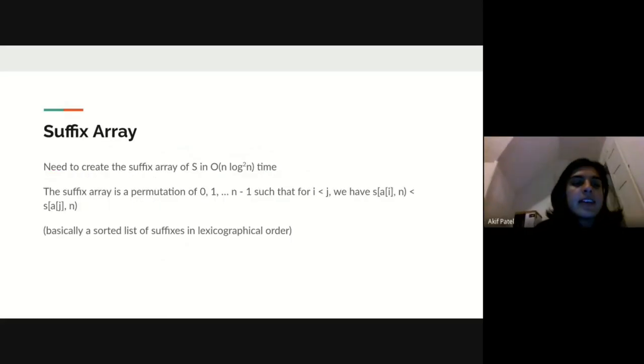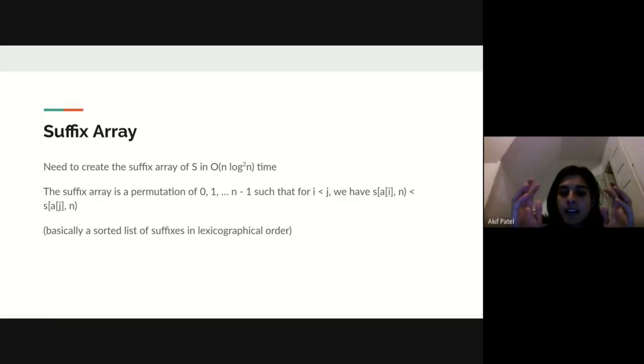Okay. Next idea is that of a suffix array. So we want to compute the suffix array of a string s in n log squared n time. The suffix array is a permutation of the indices 0 to n minus 1, such that for all i less than j, the suffix starting at a_i of our permutation is less than the suffix starting at a_j. So basically, we're ordering the suffixes in their lexicographic order. We're sorting the suffixes. Except if you sort the actual suffixes themselves, that would be quadratic space. So we sort the indices at which they start.